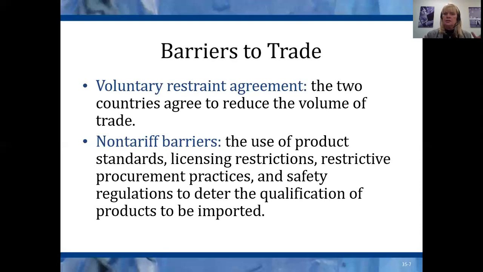The two countries simply agree to reduce the volume of trade. You still have the problems with reducing trade. Restricting trade is going to reduce the standard of living of both, but done in small increments and on a voluntary basis and everything, this is probably the most reasonable way to do that.